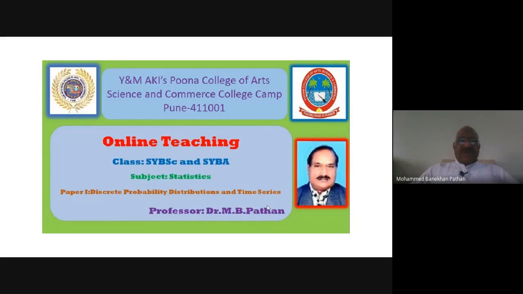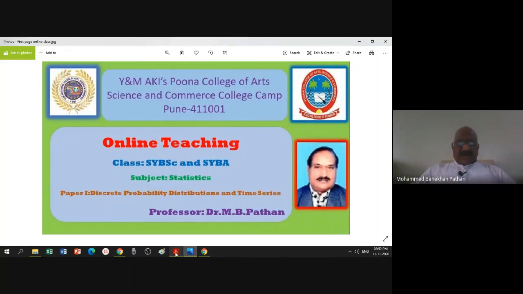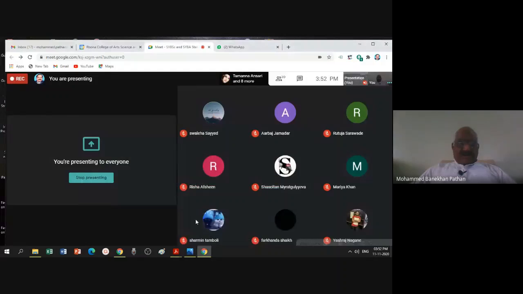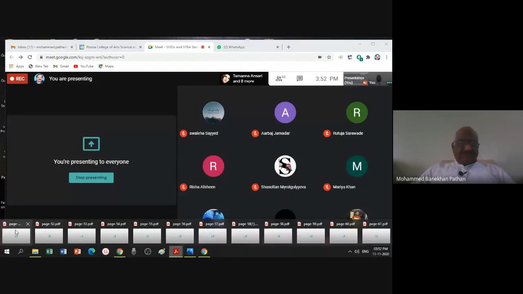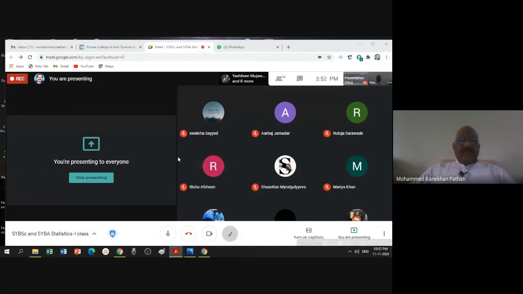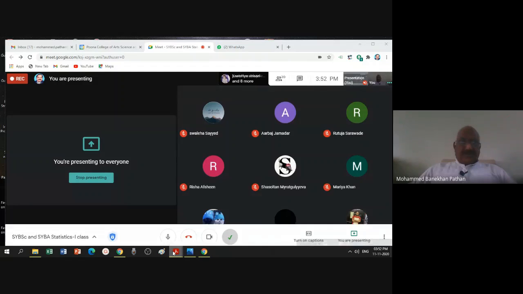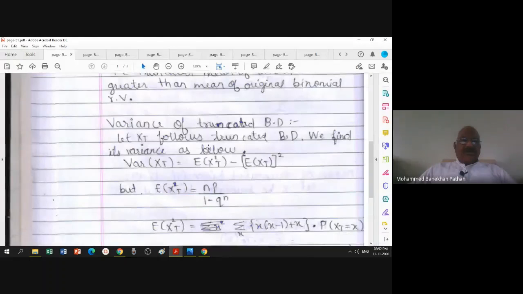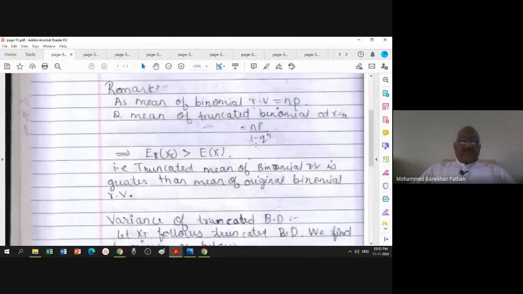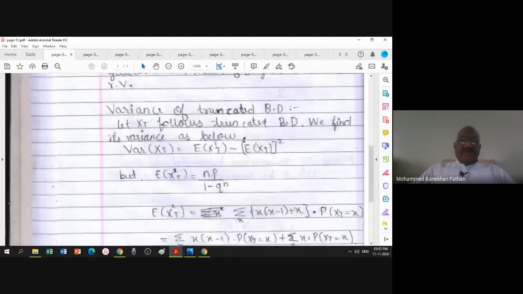After this derivation, I had given the remark that the truncated mean is always greater than the original mean of the binomial distribution. Today, we'll try to proceed ahead by calculating the variance of truncated binomial distribution.